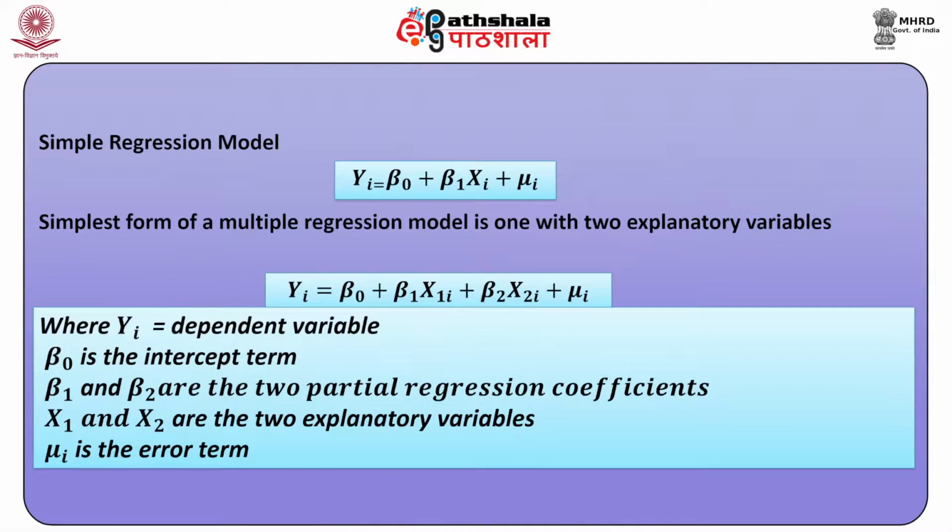In fact, the simplest form of a multiple regression model is one with two explanatory variables: yi is equal to beta naught plus beta 1 x1i plus beta 2 x2i plus mu i, where yi is the dependent variable, beta naught is the intercept term, beta 1 and beta 2 are the partial regression coefficients, x1 and x2 are the two explanatory variables, mu i is the error term. The study of multiple regression model is the extension of simple regression model and would be discussed in detail in this module.